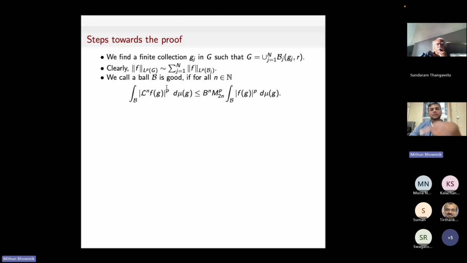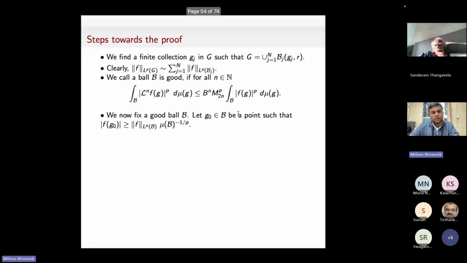So what is the definition of a good ball? The iterates of the Laplacian acting on F will be controlled by this Mn sequence, and then the LP norm of the function. So this is the definition of a good ball. Now our aim is to work under the assumption that a ball is a good ball, because it will mainly contribute most of the mass.